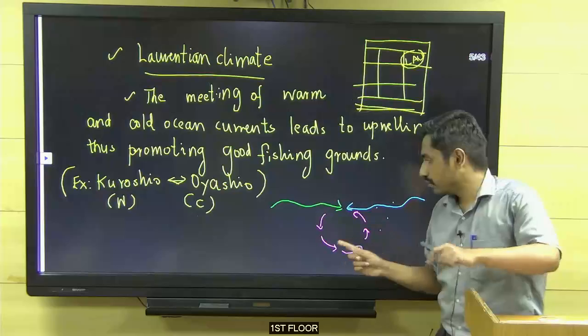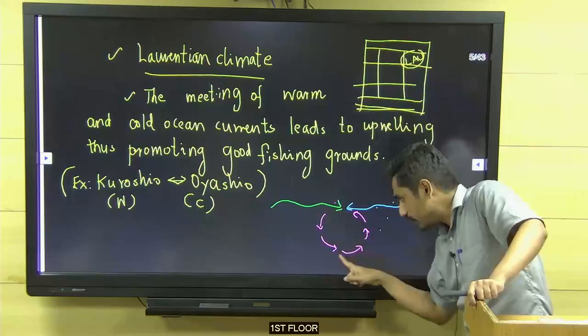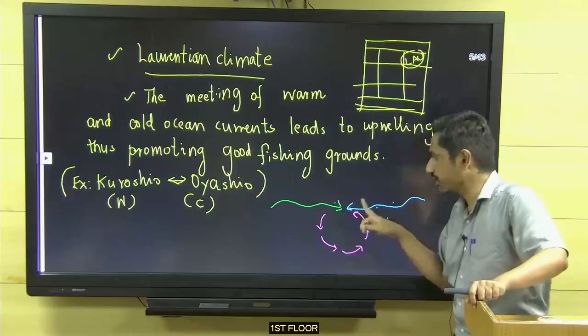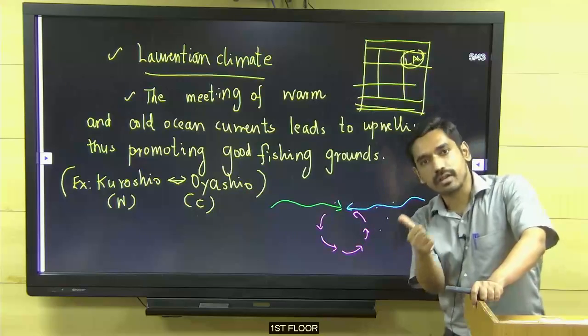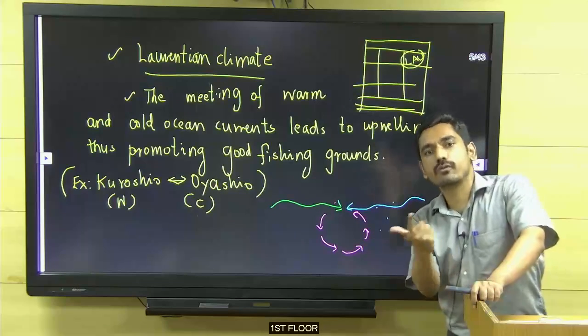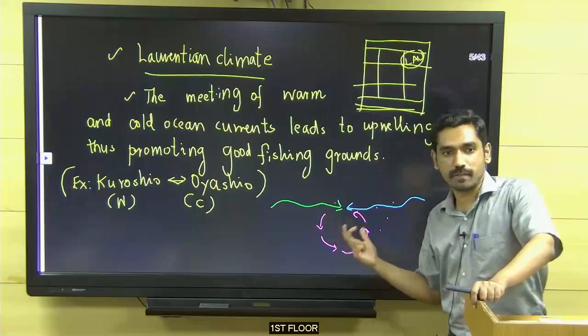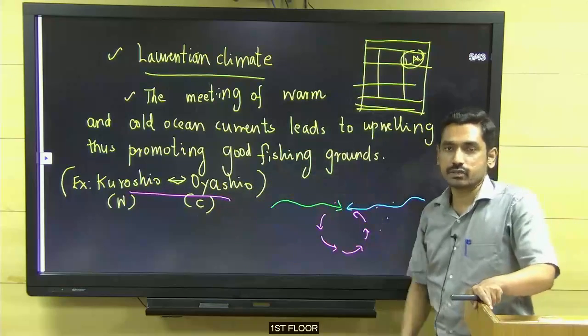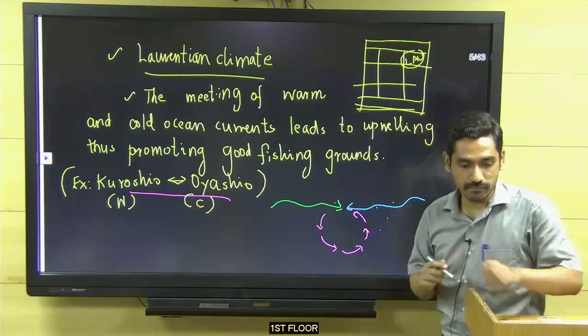You get it? And we discussed upwelling. Whenever there is upwelling, cold nutrient-rich water will come to the surface. So cold nutrient-rich water will lead to growth of phytoplanktons. More phytoplanktons, more fishes. More fishes, better fishing industry. Okay. So Kuroshio Oyashio will be off the coast of Japan. So Japan has good opportunities for fishing.